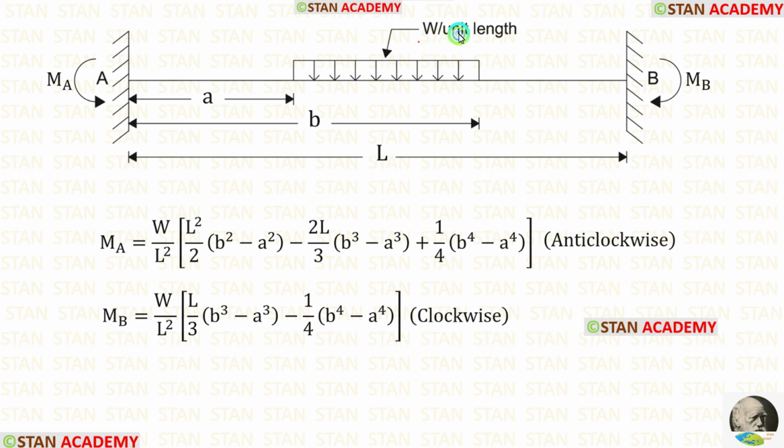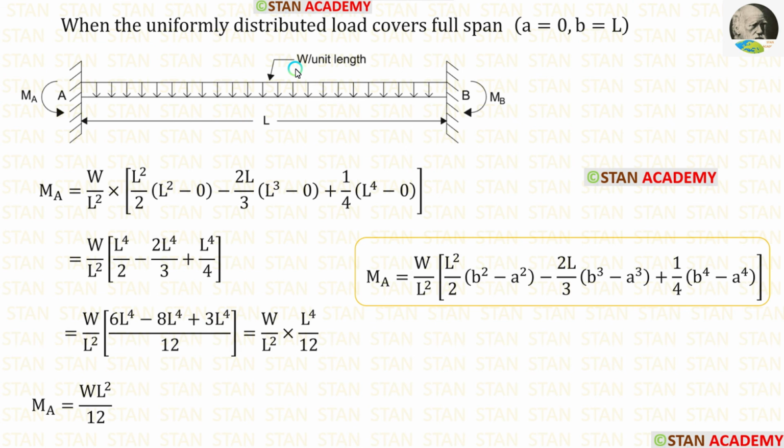Let us assume that the UDL is acting for the whole span. In this case, A will be 0 and B will be L. You can see that in this fixed beam, the UDL is acting for the full span. Now let us find out the fixed end moment MA. For that, in this formula, we have to apply 0 instead of A and L instead of B. When we do that, we are getting MA equal to W L square upon 12.